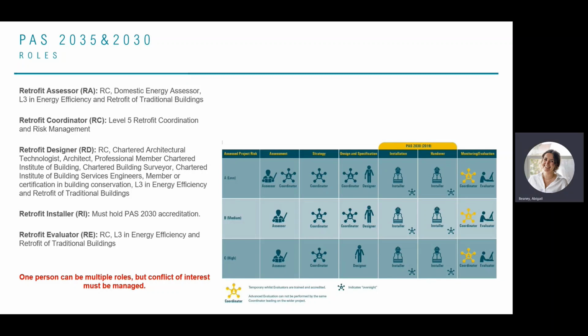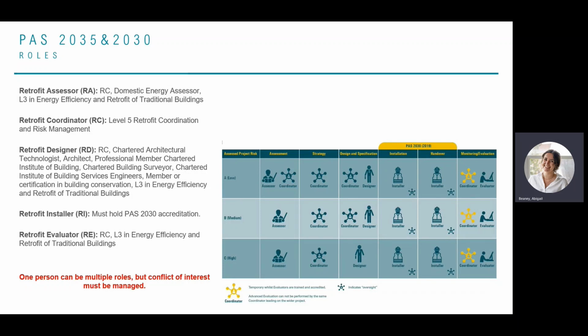So to manage this process, there have been a few roles divided to make sure that this doesn't go wrong. I'm just going to very, very high level introduce you to the different roles. The first is normally the retrofit assessor. That is somebody who would have to have assessor energy training and a level 3 in energy efficiency retrofit of traditional buildings. Normally, the assessor is the first person who will go and review a site, and from that they will produce a report which will outline the general conditions of the property.